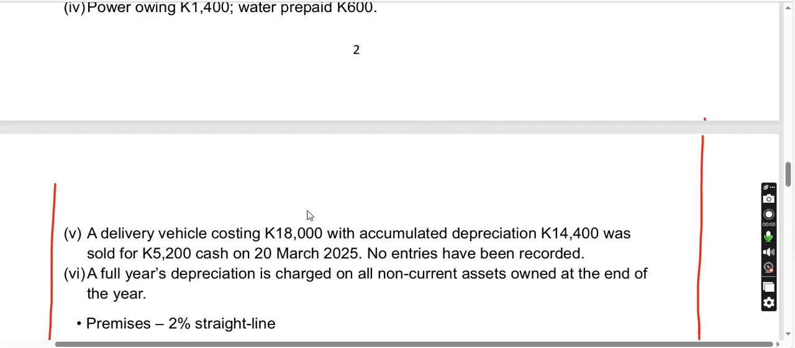Okay. Next, a delivery vehicle costing 18,000 with accumulated depreciation 14,400 was sold for 5,200 cash on 20th March 2025. No entries have been recorded. So here we're now dealing with asset disposal, whenever you get rid of an asset.